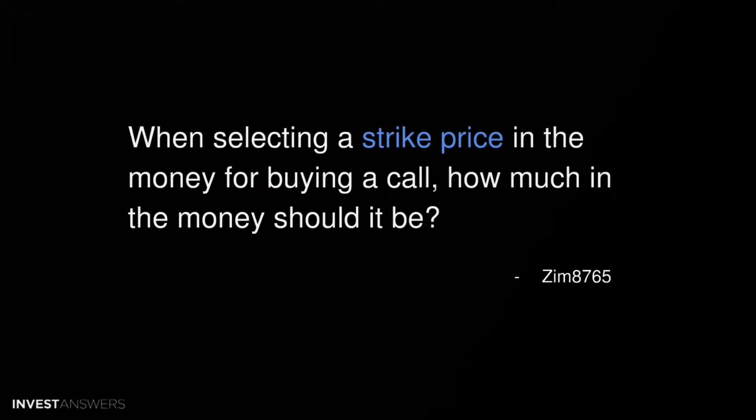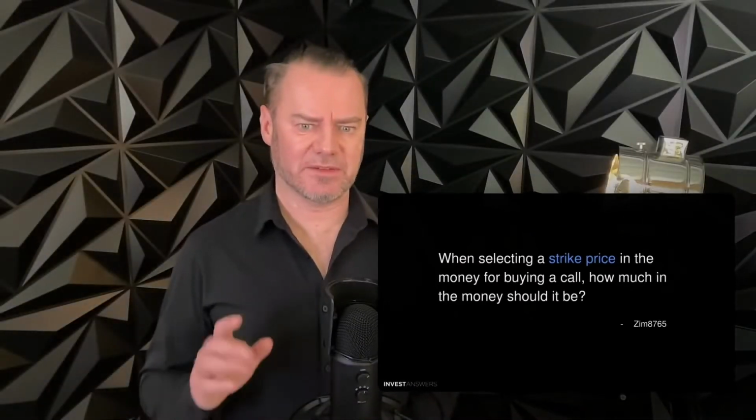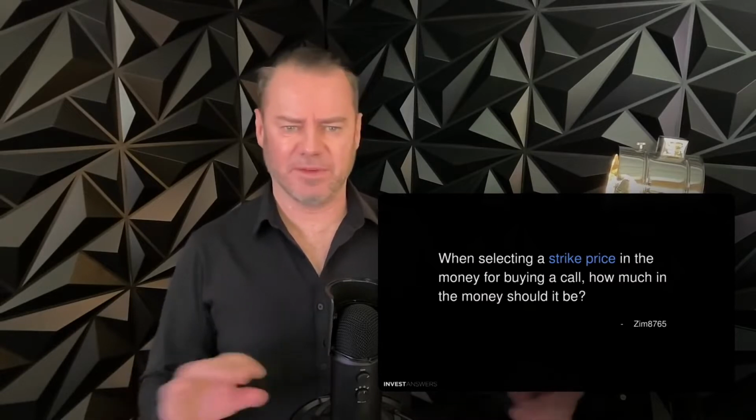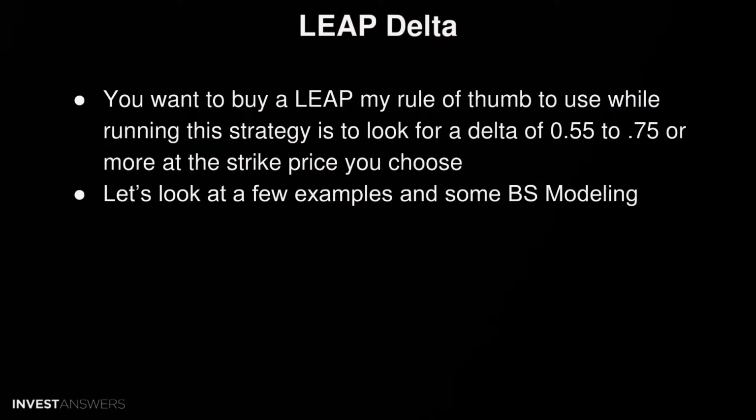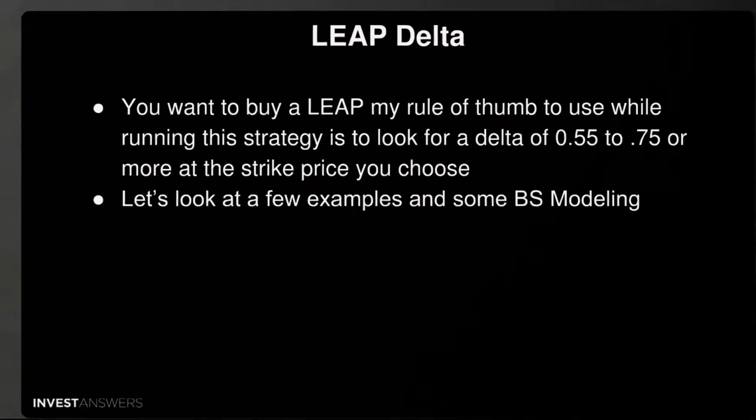When selecting a strike price in the money for buying a call, how much in the money should it be? This is actually quite a tricky question, but for the audience out there, there are a couple of different rules of thumb. First of all, you want to buy a LEAP. Typically, look for a delta of 0.55 to 0.75. And you also have to do some modeling around Black-Scholes.